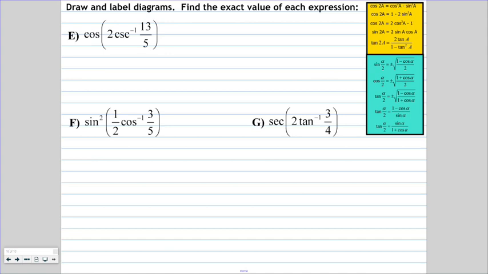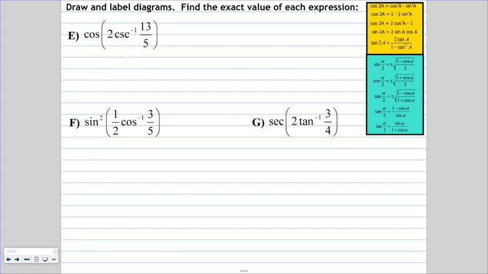Last set of examples on the bottom of page 14, we're going to be using the double angle expansions now. So we just practiced a lot with the half angle expansions. We're going to talk about the double angle expansions next. So in example E, we've got the cosine of 2 times the inverse cosecant of 13 over 5.